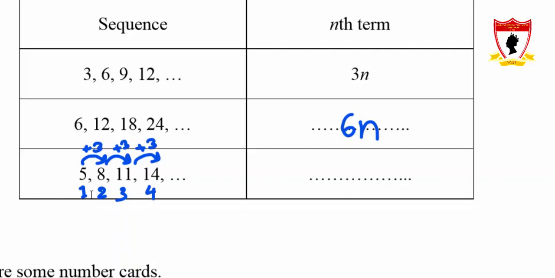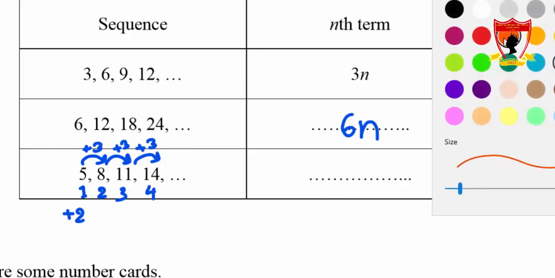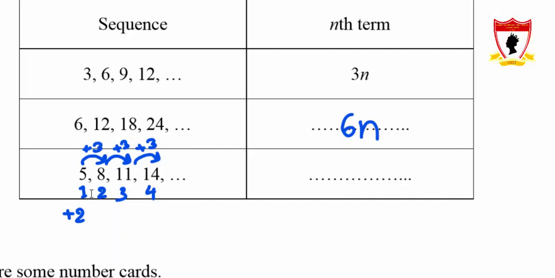Now, 3 times 1 is 3. How much more we need to get 5? We need to have plus 2 for it. 3 times 1, 3, plus 2, 5. 3 times 2, 6, plus 2, 8. 3 times 3, 9, plus 2, 11. 3 times 4, 12, plus 2, 14.